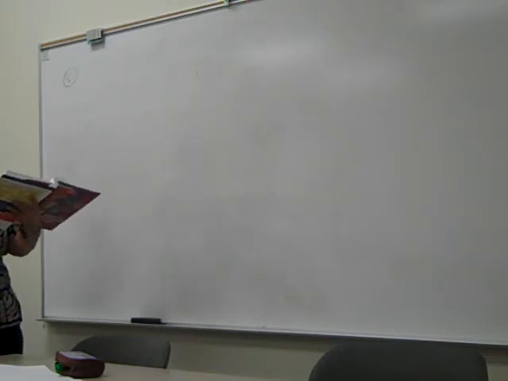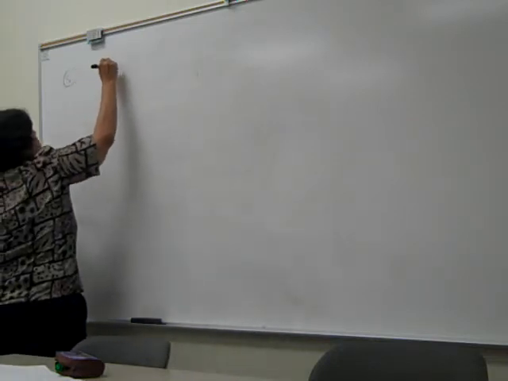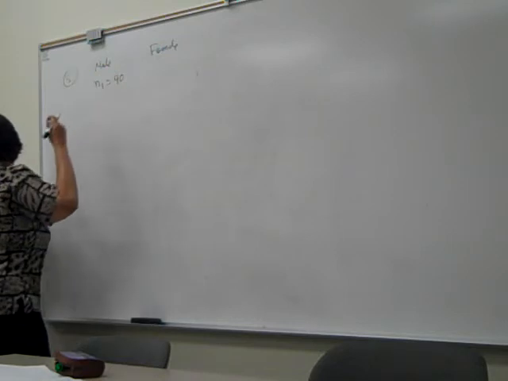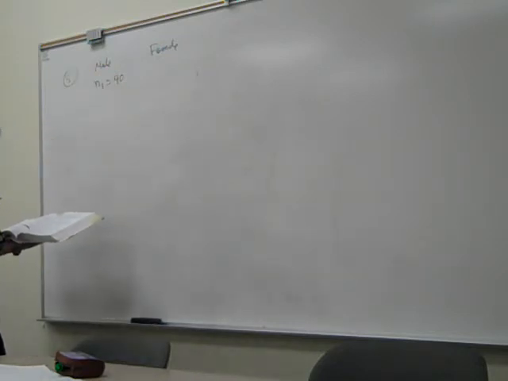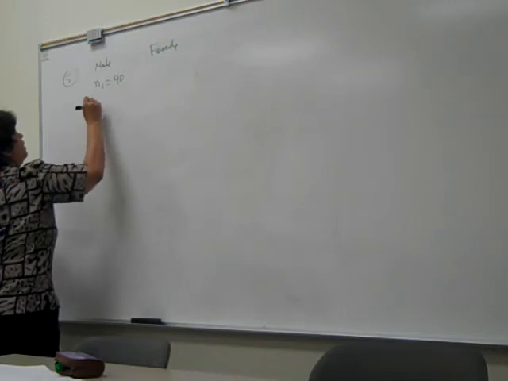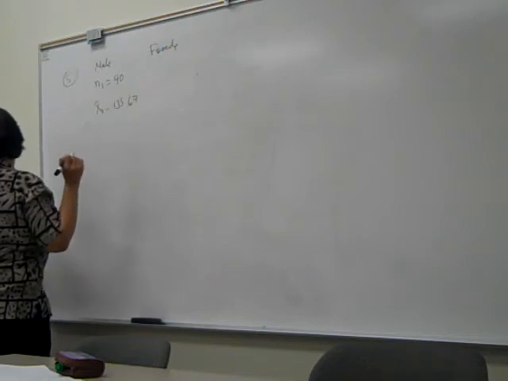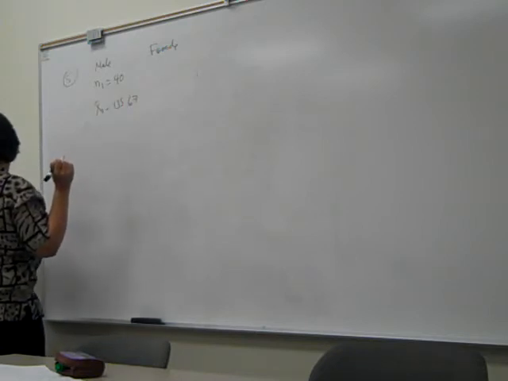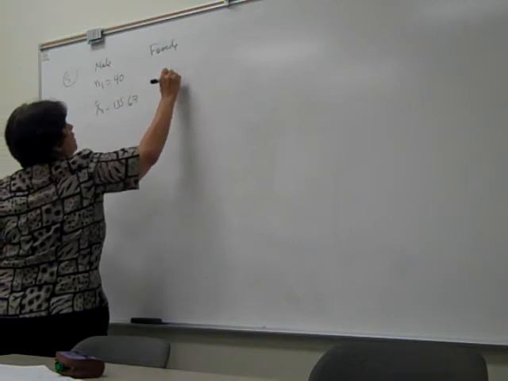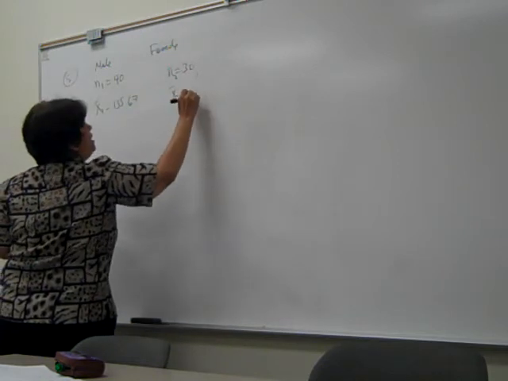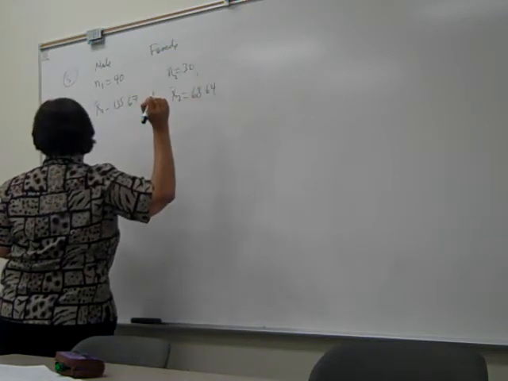The average expenditure in a sample survey of 40 males, so we are comparing male and female. For the males we have n1 equal to 40, so we have a sample size of 40, and the consumption was $135.67. And the average expenditure in the sample survey of 30 females, so we have n2 equal to 30 and x2 bar is equal to $68.64. Okay?